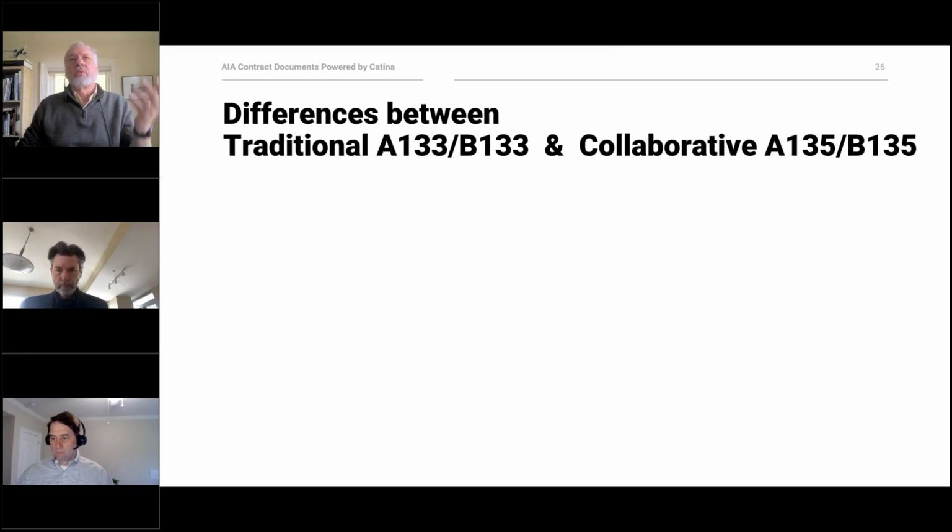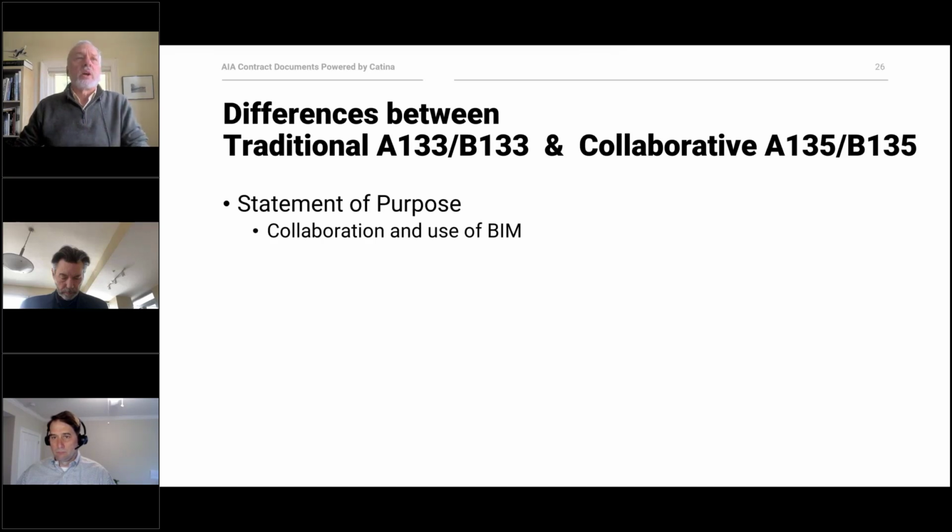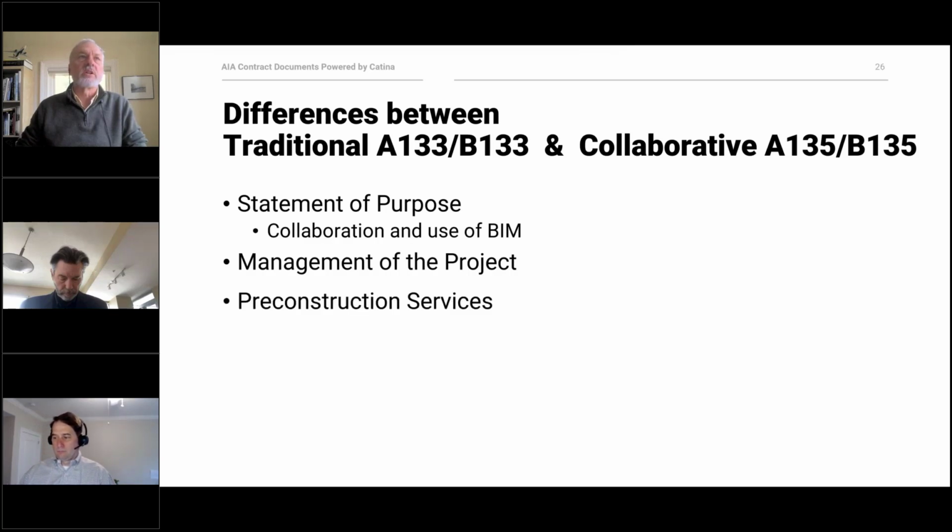So at the beginning, we were working with A133 and B133, and we're now comparing how those work. So here are some differences. The collaboration and use of BIM should be obvious by the time we're done with this webinar, but that is really important in bringing more elements of collaboration into this. The management of the project, there are really specific ways that are now built into the contract to really work on the management from the different entities on it.